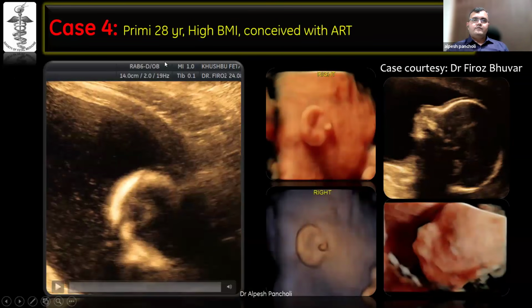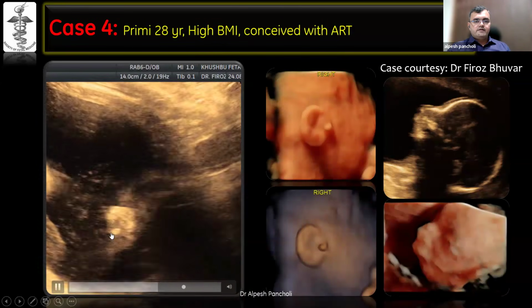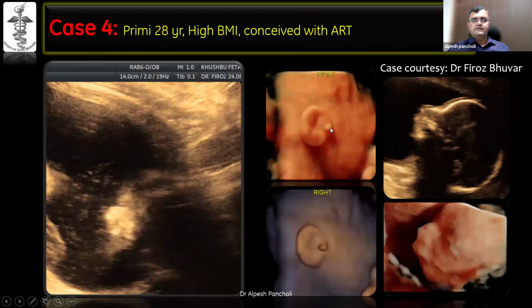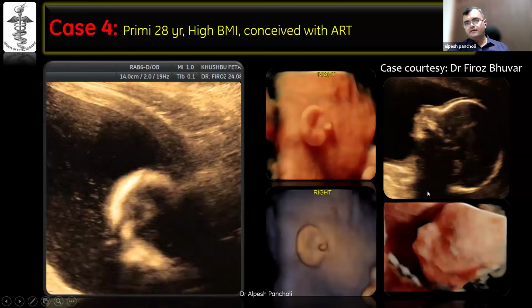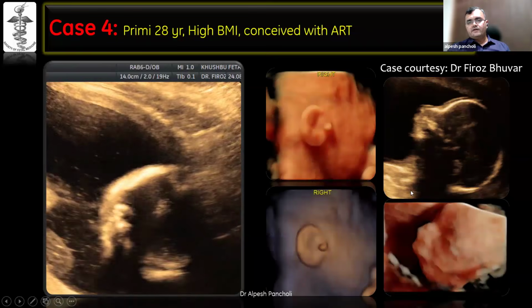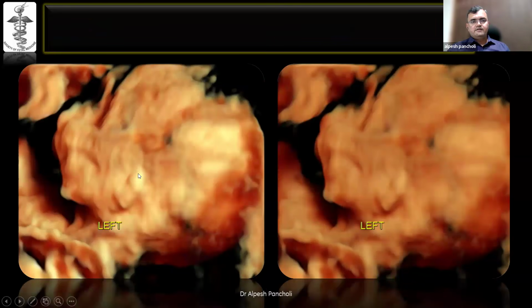Coming to case 4, a primary 28-year-old, high BMI patient who conceived with ART. This case was given to me by Dr. Firoz Hoover. Here we can see there is a well-defined preauricular tag on the right side. This is a very nice 3D rendering showing the preauricular tag. Also, there is a long philtrum and micrognathia. On the assessment of the left ear, the left ear is seen at the level of the angle of the mouth, and it is very low in position.